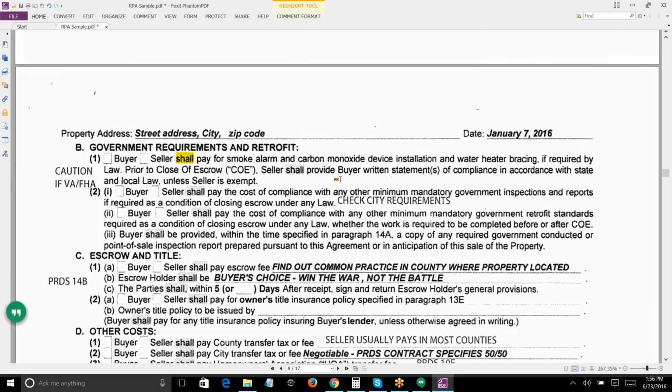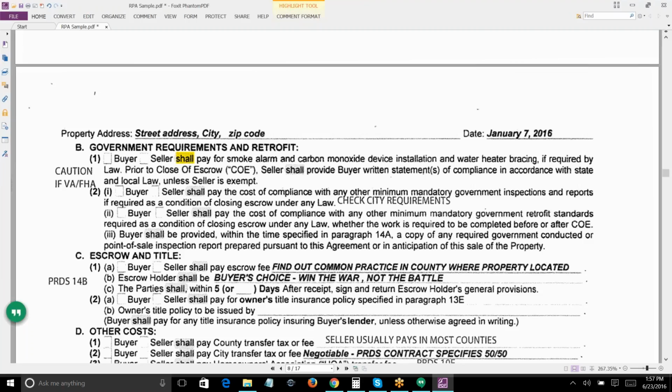Does anybody know of a city that has minimum mandatory requirements for selling a home? Santa Cruz. Santa Cruz has an ordinance that says if you sell your home, you have to have special low flow shower heads for water conservation and low flow toilet settings. That's a requirement. It's mandatory in Santa Cruz County. So could you easily find these things by going to Google and asking?